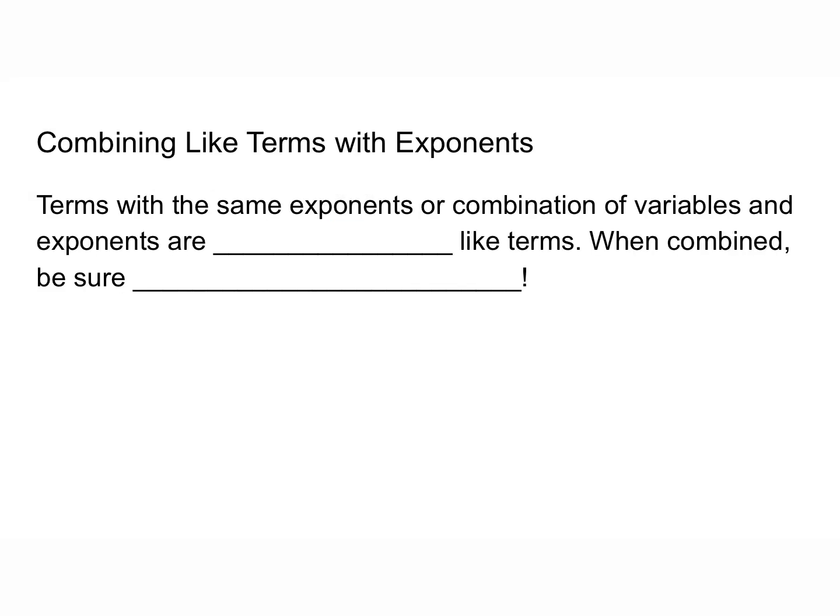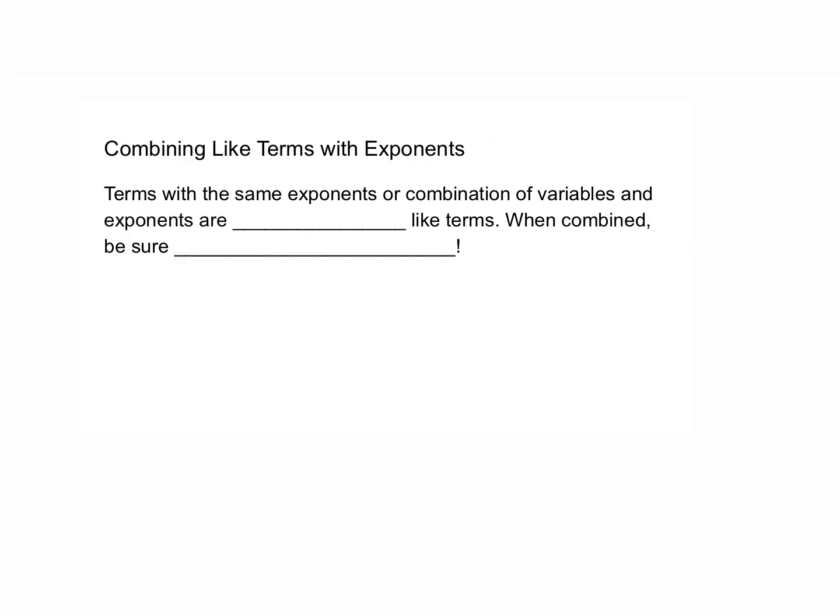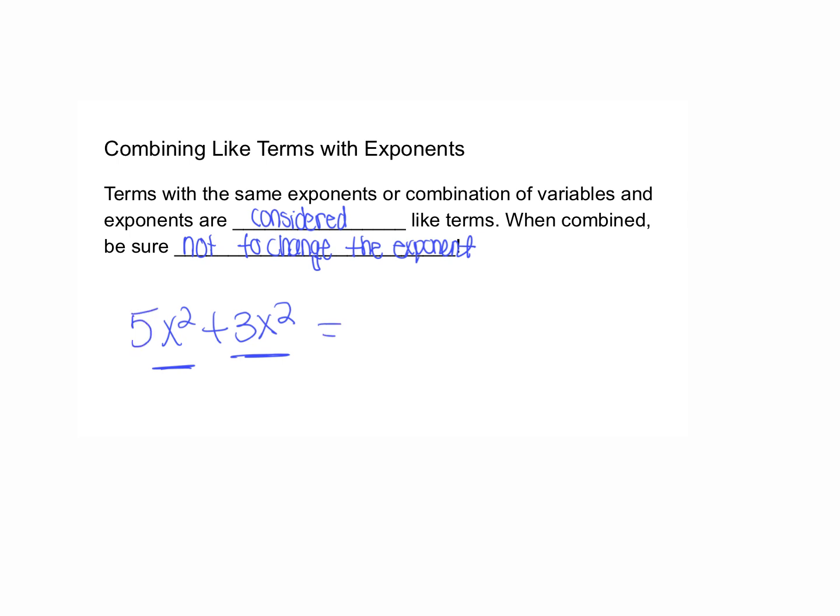All right, now we're going to combine like terms with exponents. Terms with the same exponents or combination of variables and exponents are considered like terms. And when combined, just make sure you don't change the exponent. So the idea is like if you have 5x squared plus 3x squared, that's 8x squared, but you keep the x squared.